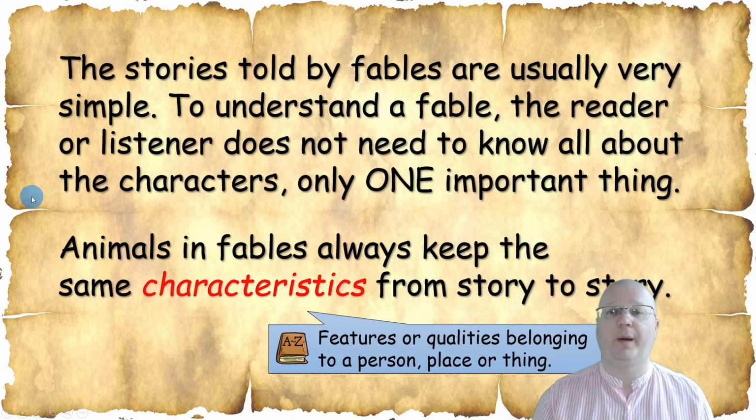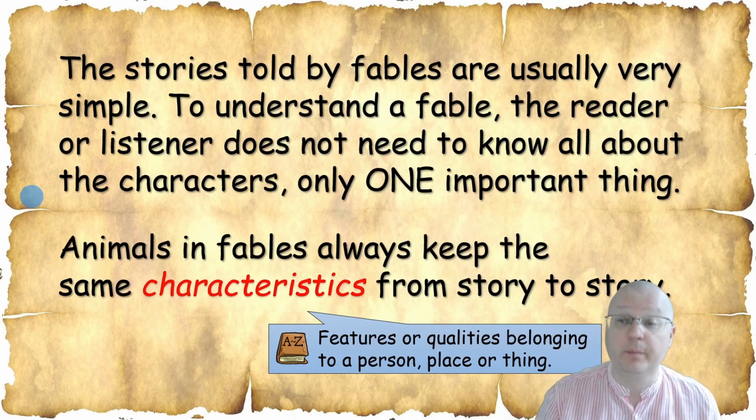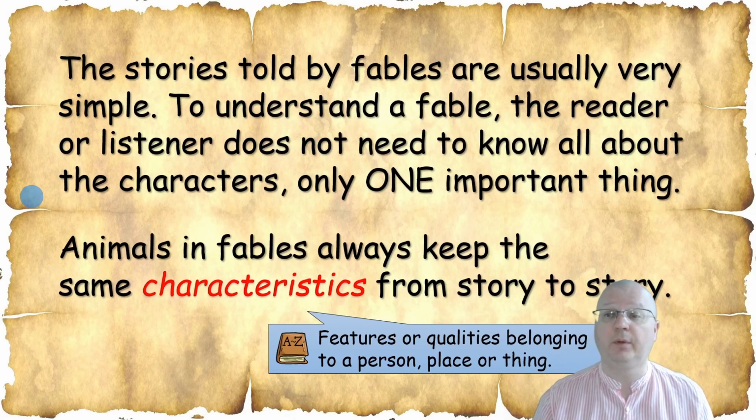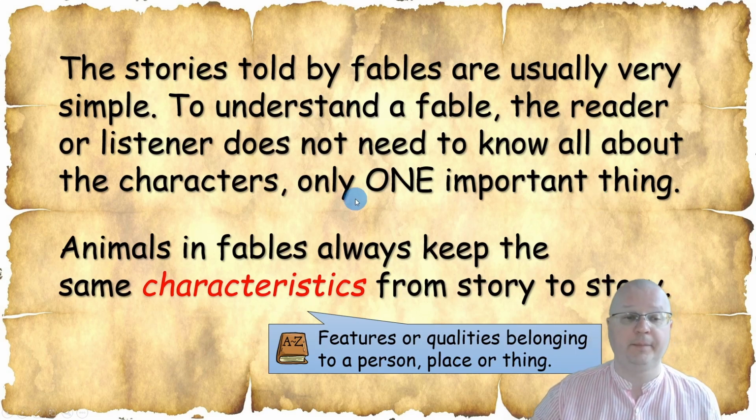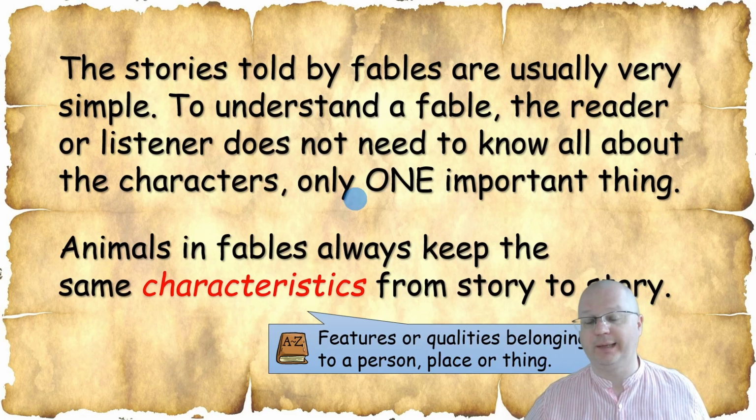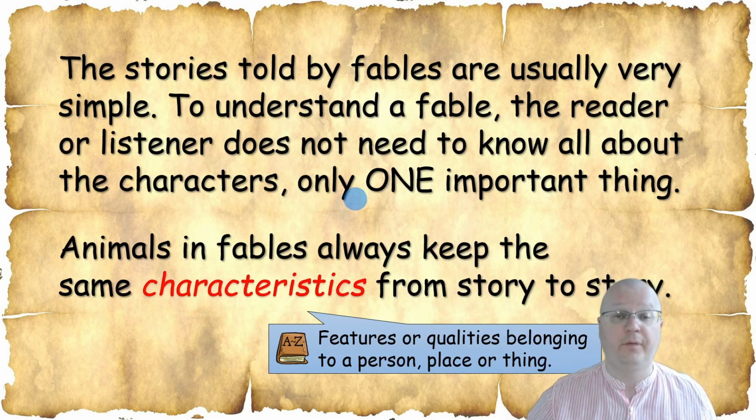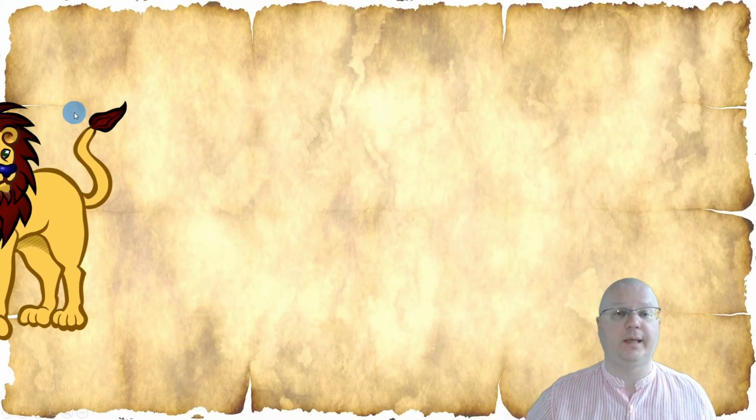The stories told by fables are usually very simple. To understand a fable, the reader or listener does not need to know all about the characters, only one important thing. And this one important thing is a feature or quality that belongs to an animal or a person or place or thing in a fable. And then you give them examples.